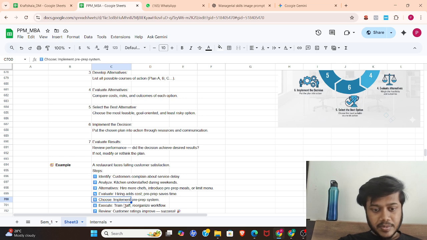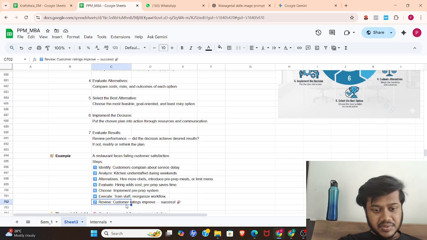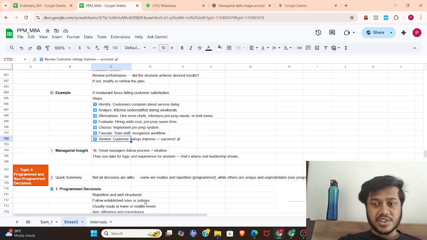So implement it and then execute it by training staff and reorganizing workflow. Then after execution, you should review it, for example by checking whether customer ratings improve or not. So that is how decision making has to be done. I hope it is now clear why and how important this chapter is.